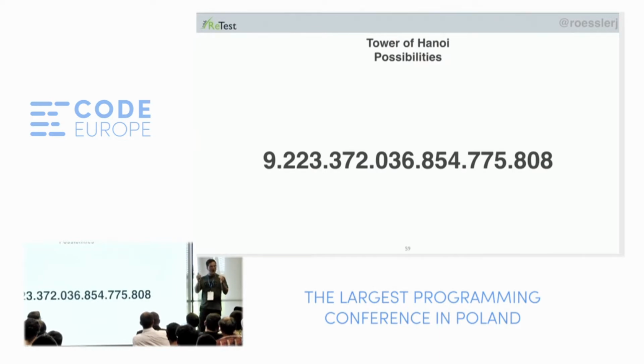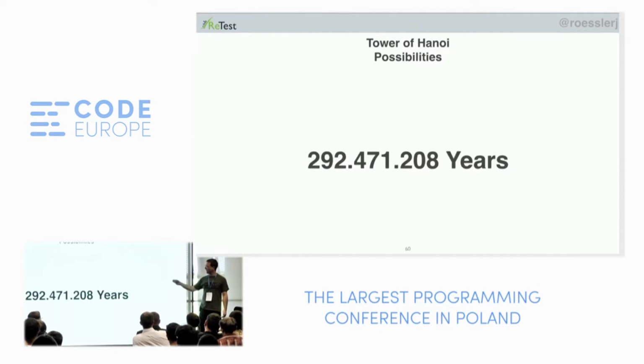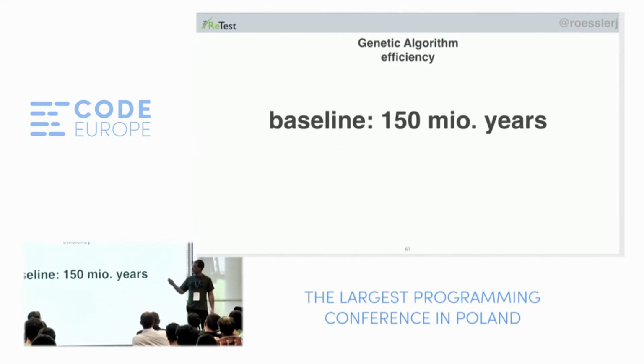If we do 1,000 steps per second, it takes roughly 300 million years to try every possible combination, which is quite a lot. And if you do it randomly, maybe you're lucky and your first guess is already correct, which is unlikely, but who knows. Or maybe you're unlucky and the very last guess is the right one. So on average, it takes you 150 million years.